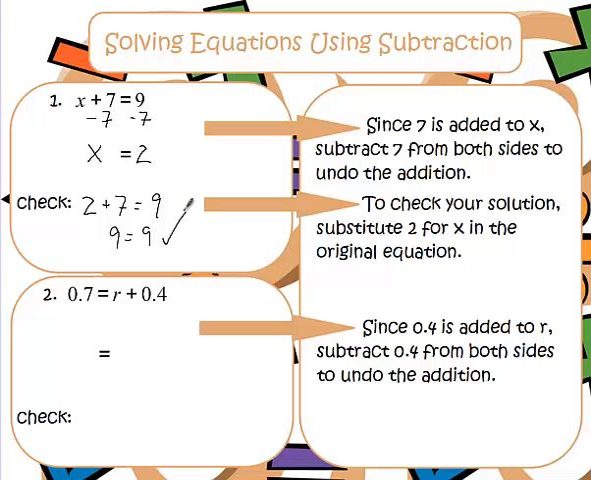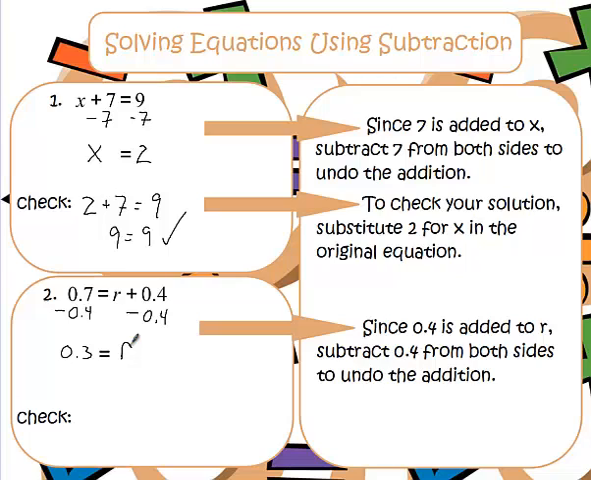All right, let's try this one below, number 2. It says 0.7 equals r plus 0.4. Again, I have addition going on. So to undo addition, I'm going to need to subtract 0.4 from both sides. Let me do that over here. Subtract 0.4. And on this side, I also have to subtract 0.4. So 0.7 minus 0.4 leaves me with 0.3. And 0.4 minus 0.4 leaves me with just r.